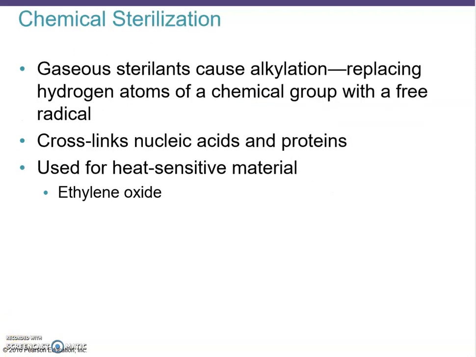Now here is chemical sterilization. So there you would use gas molecules that cause alkylation, that works by replacing hydrogen atoms of a chemical group with a free radical, and that destroys cells. They can also cross-link nucleic acids and proteins. That, of course, will destroy cells. And ethylene oxide, that's a gas that's a lot of times used for heat-sensitive materials. So this gas works great.